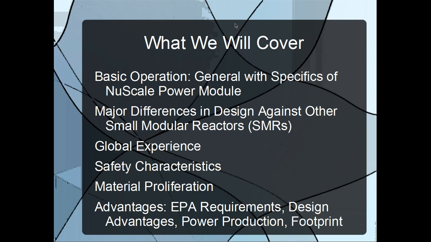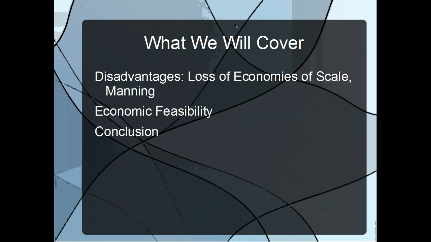The topics we'll be covering with today's presentation are basic operation, with a specific look at the NuScale power module, which is the closest to production, major differences in design against other small modular reactors, global experience, safety characteristics, material proliferation, and advantages, specifically the EPA requirements, design advantages, power production, and facility footprint. We will also be discussing disadvantages, specifically loss of economies of scale and manning, economic feasibility of this technology, and at the end we will finish the presentation with a summary and general conclusions we've drawn from our evaluation.